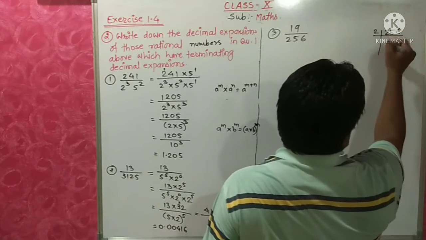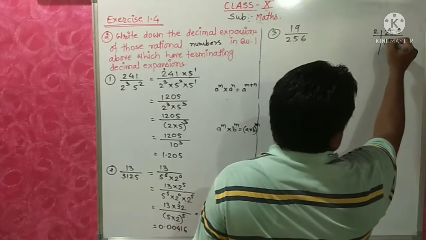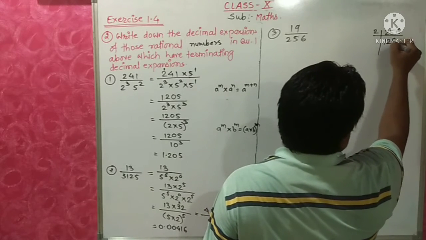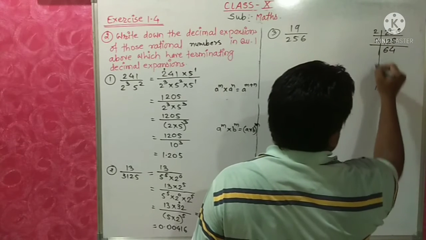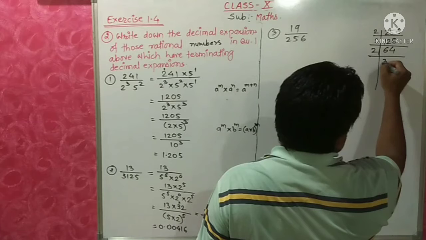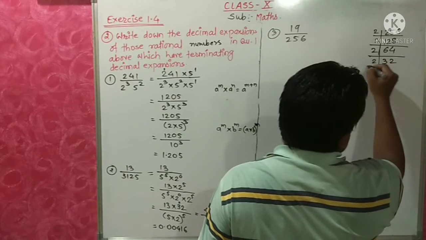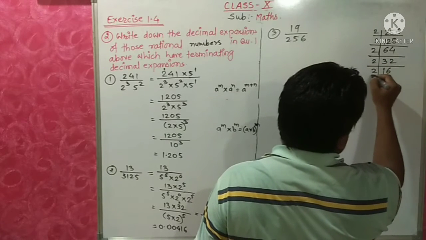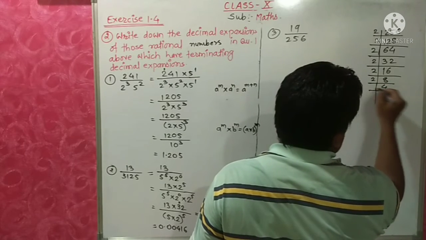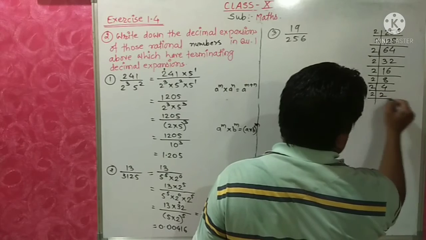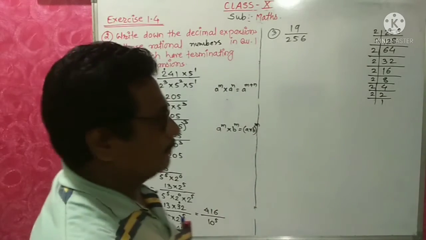So what is 256? 2 ones are 2. 2 twos are 4. 2 eights are 16. 2 sixteens are 32. 2 thirty-twos are 64. 2 sixty-fours are 128. 2 one-twenty-eights are 256.